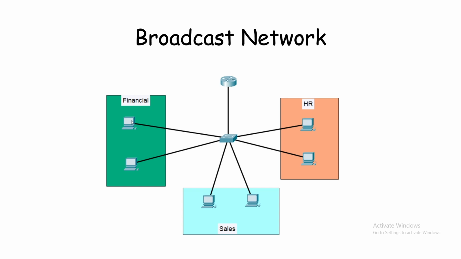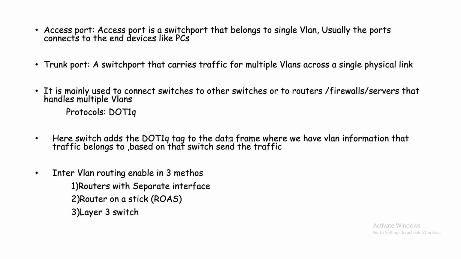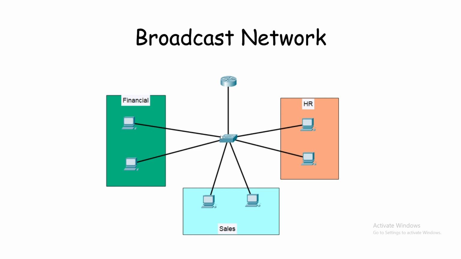So here the PC wants to send traffic to the PC in the HR department. This PC doesn't know the destination address, so it starts to build the frame. That frame is called the broadcast frame. So it will send that packet to the switch. Whenever the switch receives the broadcast frame, it will flood that frame to all the devices except the port on which the traffic is received.